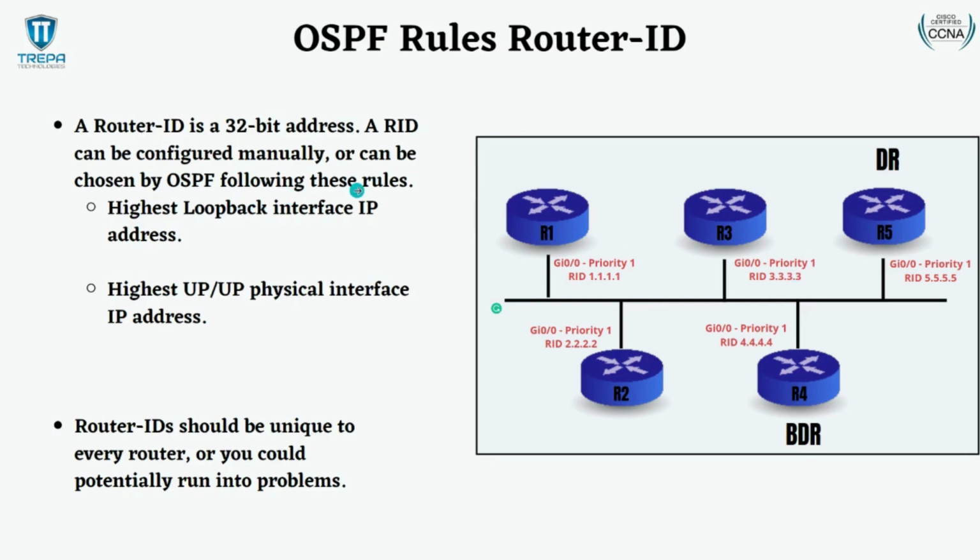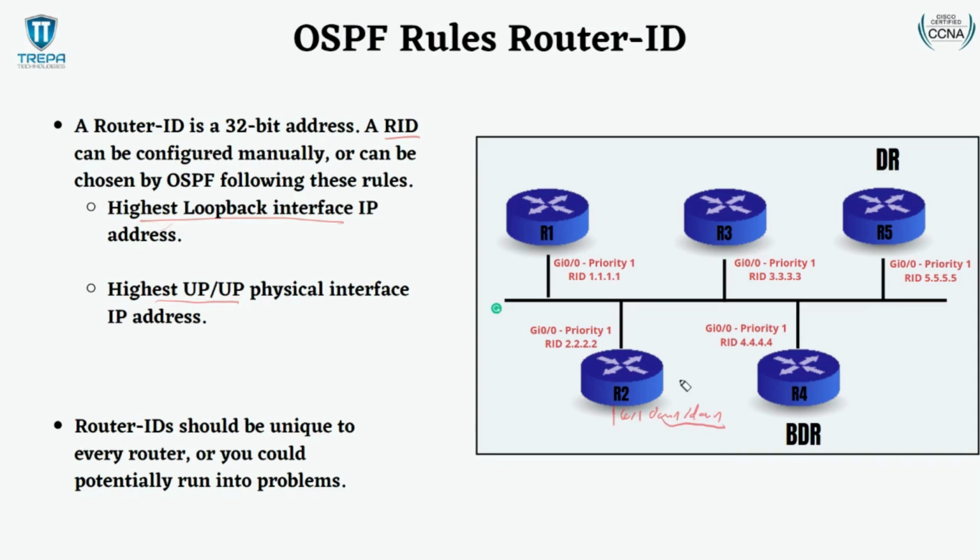A router ID is a 32-bit address, so an IP address, and you typically see it under the acronym RID. It can be manually configured under the OSPF configuration, or it's automatically chosen via the highest loopback IP or the highest up physical interface IP. So if we have an interface, let's say Gig 0/1, and it's down, that IP address cannot be chosen as a RID, or router ID.